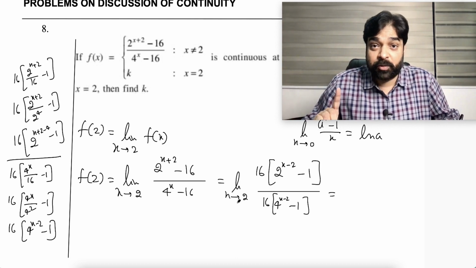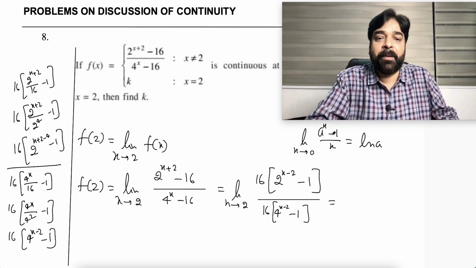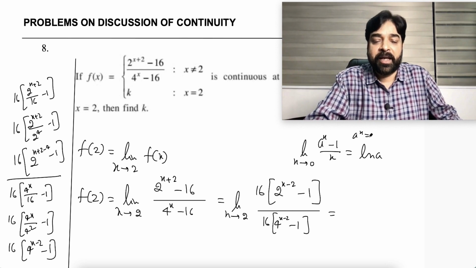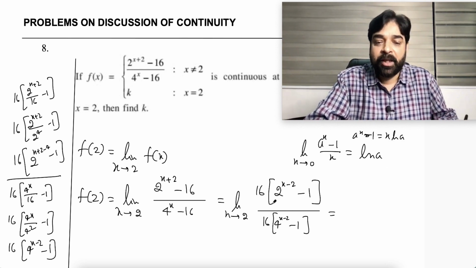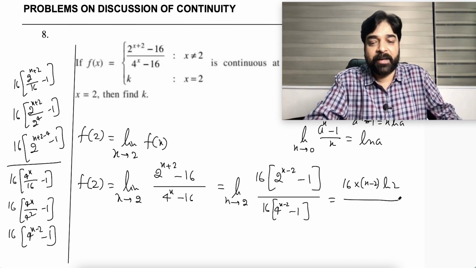Now x approaches 2, so x minus 2 will approach towards 0. And whenever a power x approaches 0, I can write a power x minus 1 as x ln a. So this value I can write as 16 into x ln a, where x is x minus 2. So x minus 2 ln 2 divided by 16, and this we can write as x minus 2 ln 4.